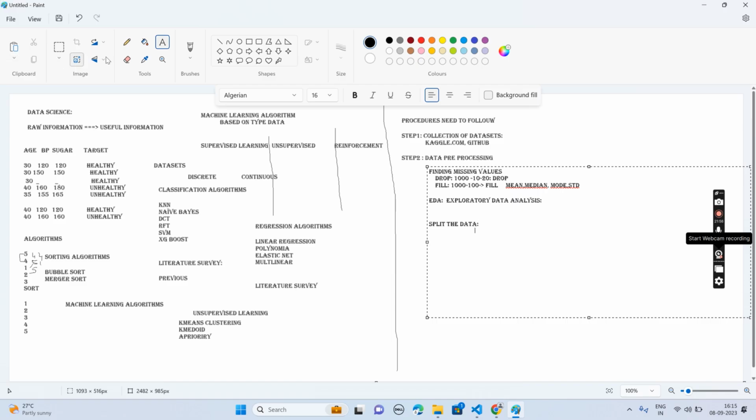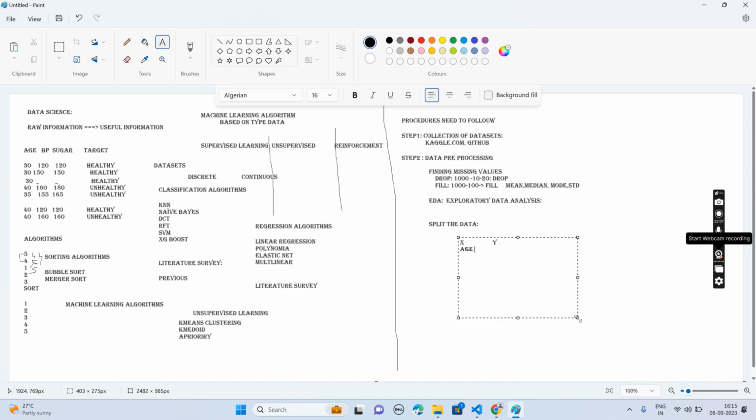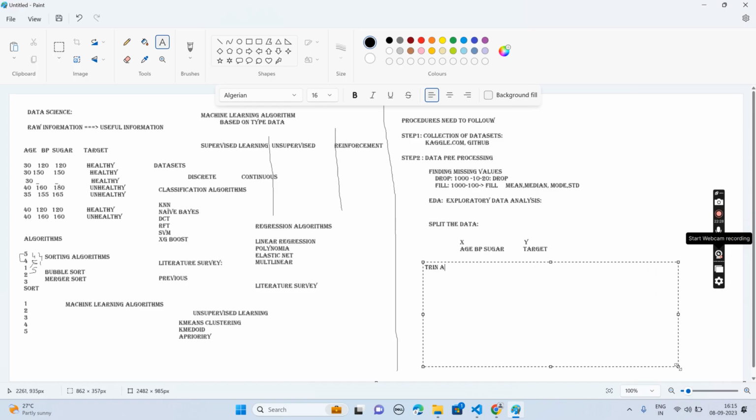First, we are going to split the data into two formats, X and Y. X consists of age, BP, sugar, and Y is our target, that is healthy and unhealthy. That column. So we split the data like this, X and Y. Then after that, we are going to split into train and test.